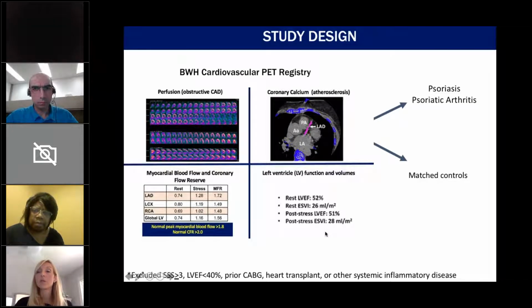In this database, we first excluded all patients with positive stress tests indicating obstructive CAD, LV systolic dysfunction defined as an EF less than 40%, heart transplant, or other systemic inflammatory diseases. Psoriasis and psoriatic arthritis were then identified with ICD-9 and 10 codes and then adjudicated by manual physician chart review. We then constructed a control population that were matched based on age, sex, diabetes, hypertension, hyperlipidemia, smoking, and a prior history of CAD.